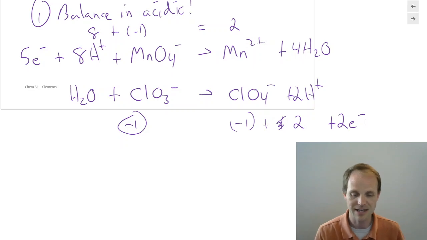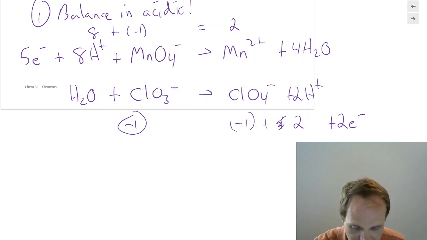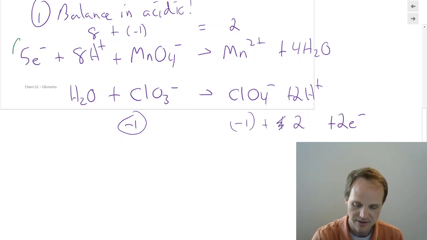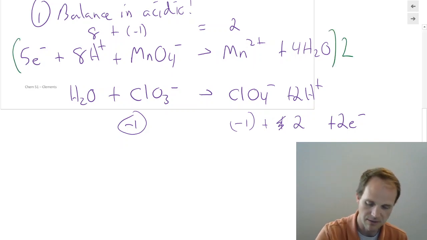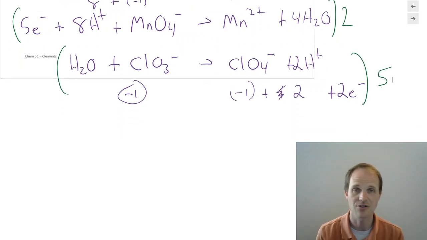All right, our next thing, we need to balance these to make sure our electrons are balanced. Right, 5 and 2, you're essentially finding the lowest common denominator. So I'm going to multiply this first guy by 2. I'm going to multiply this second guy by 5. And that gets me 10 electrons in each half reaction. I'm going to go ahead and add everything up.